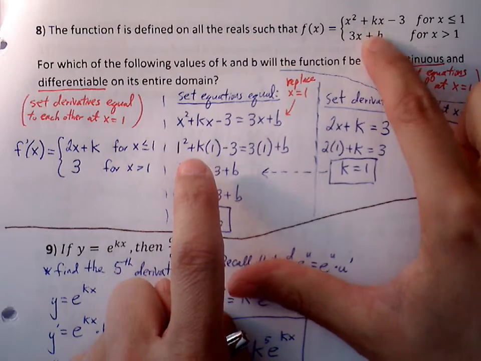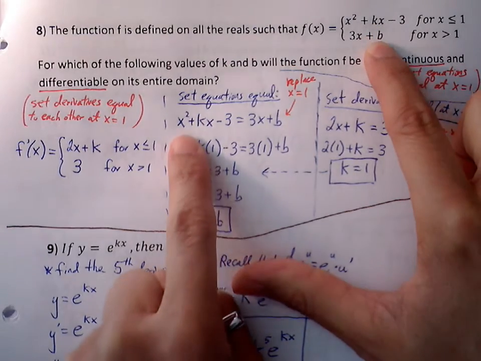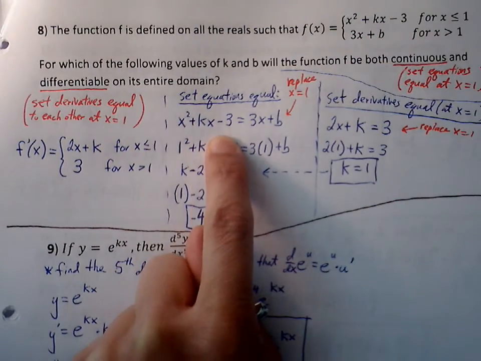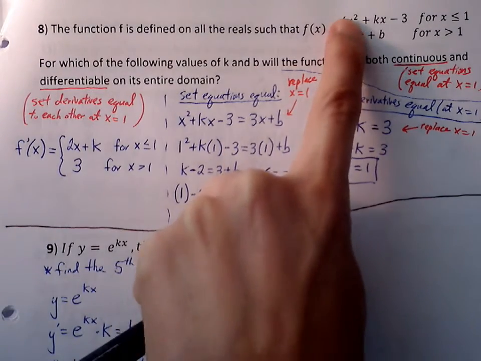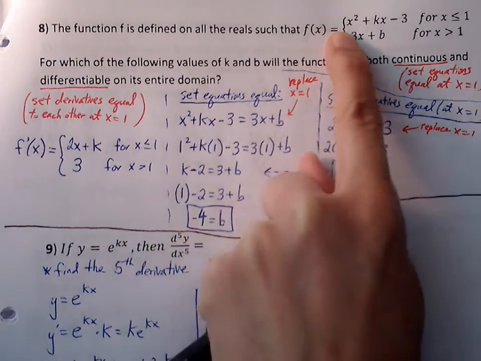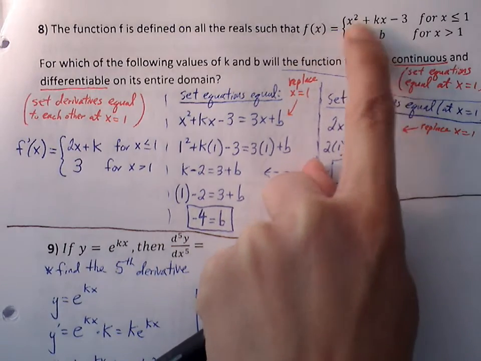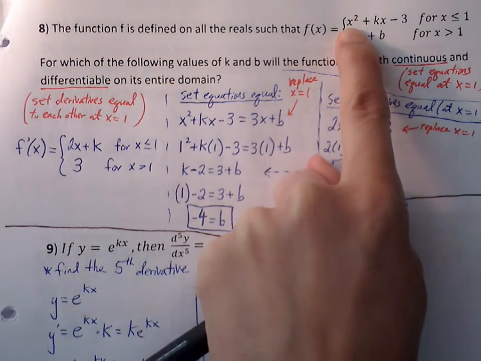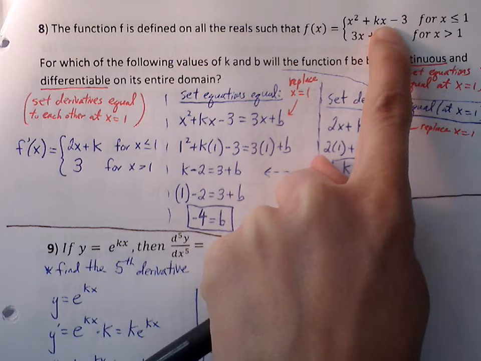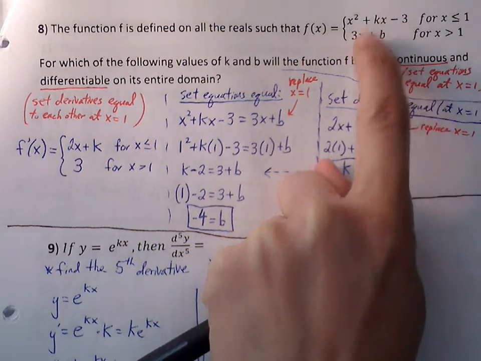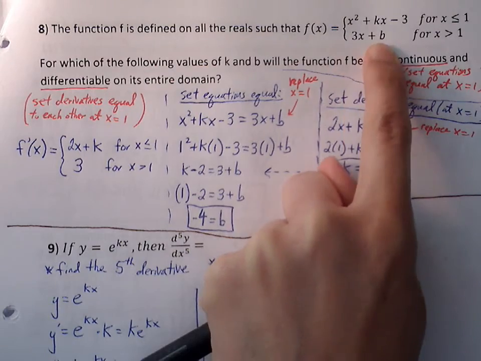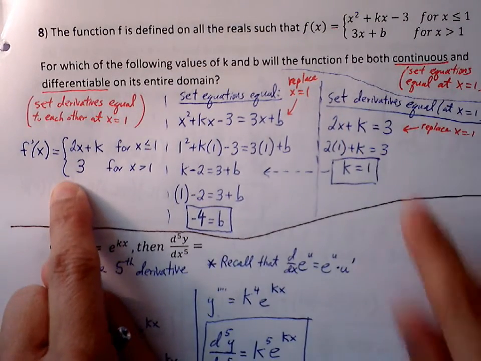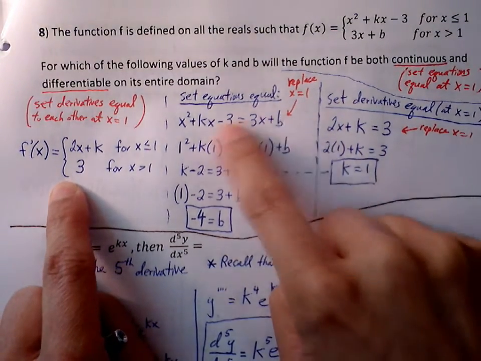We have the original equations we can set equal to each other: x squared plus kx minus 3 is equal to 3x plus b. We also can find each of their derivatives and set them equal to each other. So for x squared plus kx minus 3, the derivative of x squared becomes 2x, kx becomes k, and 3 drops out. And then for 3x plus b, 3x becomes 3, and b drops out.